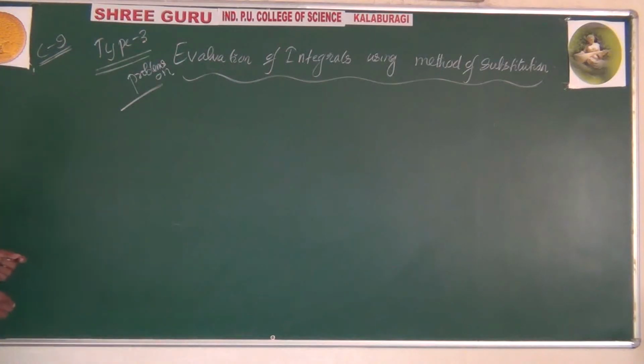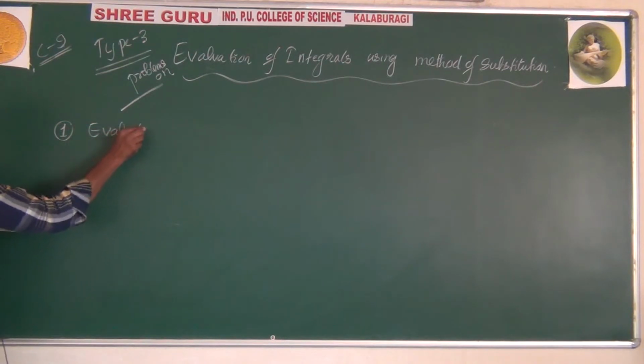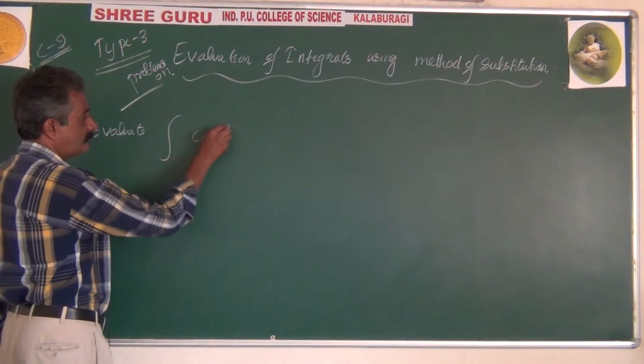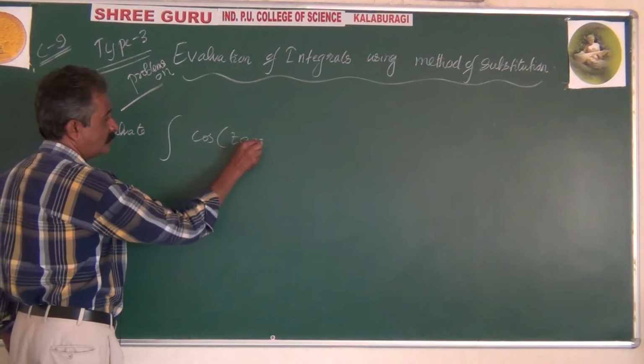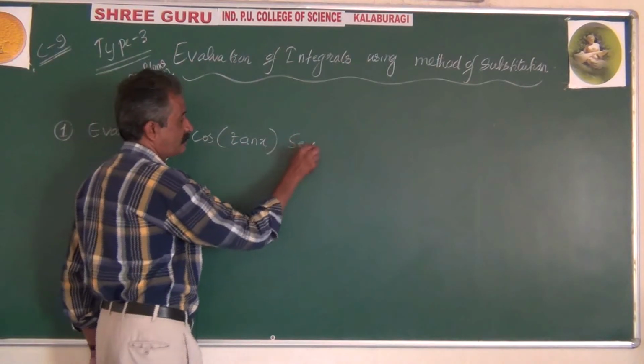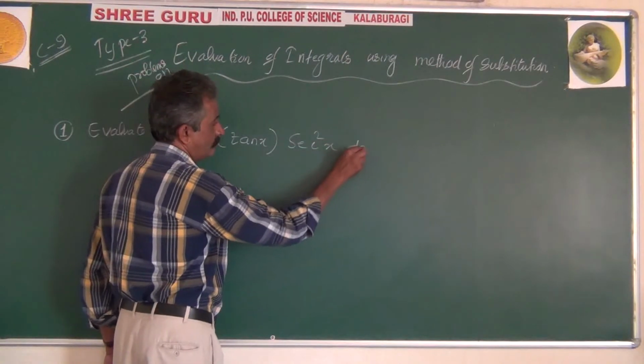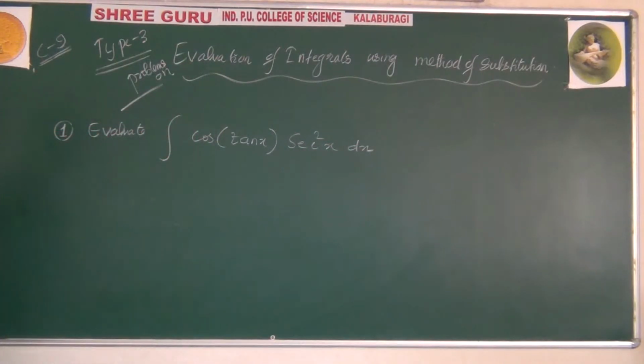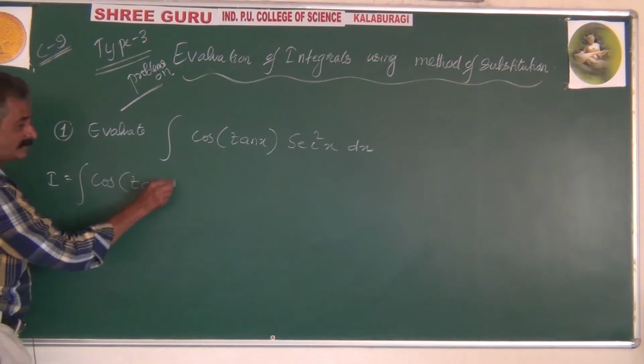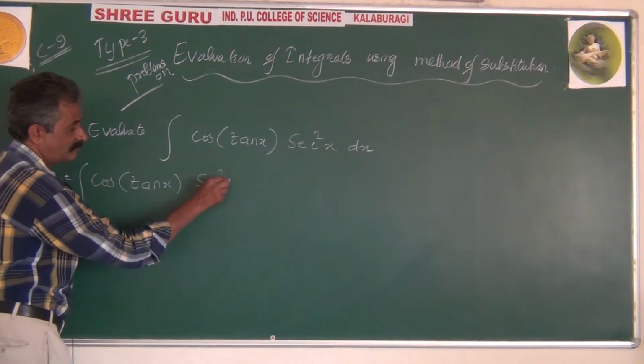First problem, evaluate the integration of cos of tan x into secant square x dx. Cos of tan x into secant square x dx. First step, let I equal to integration cos of tan x into secant square x dx. Call it 1.